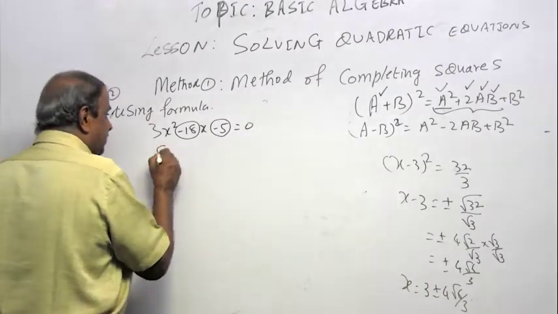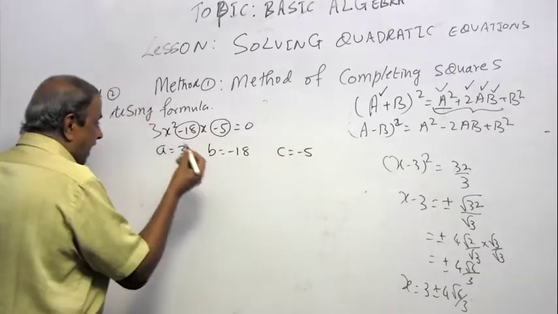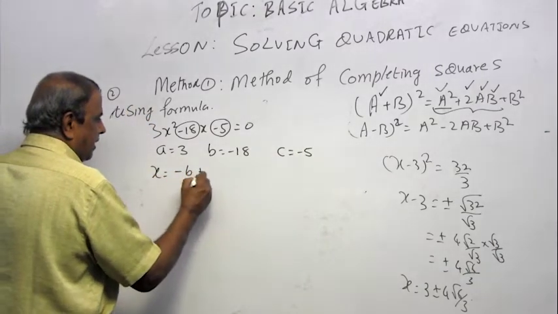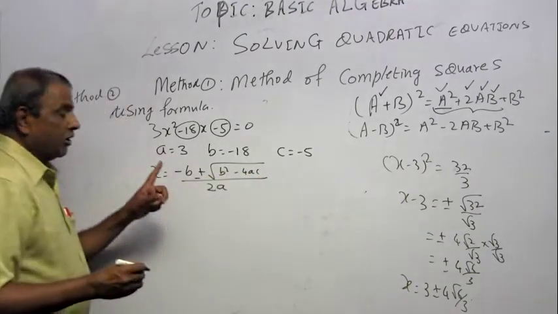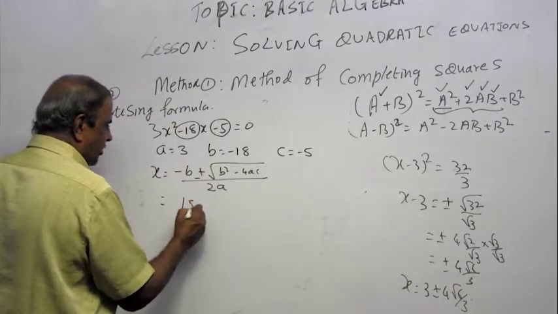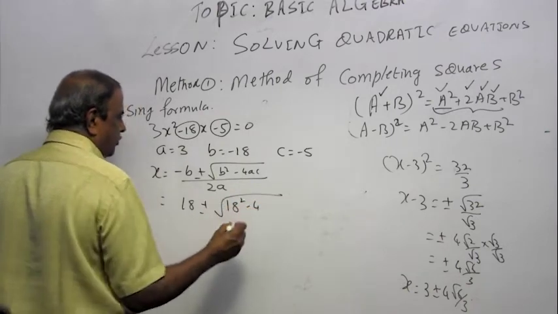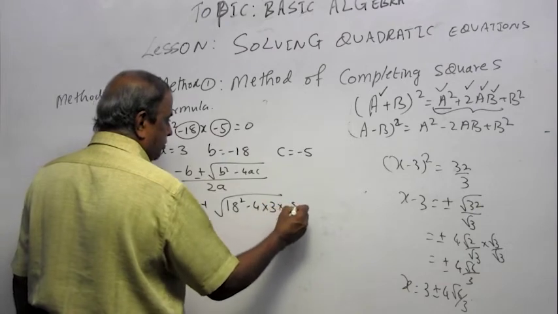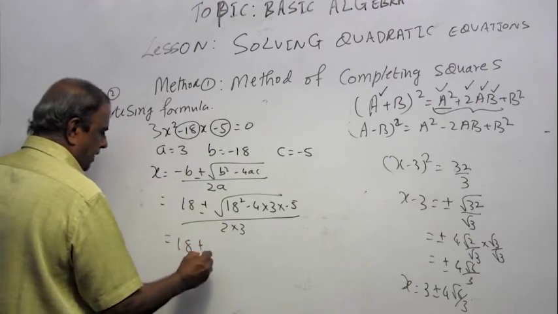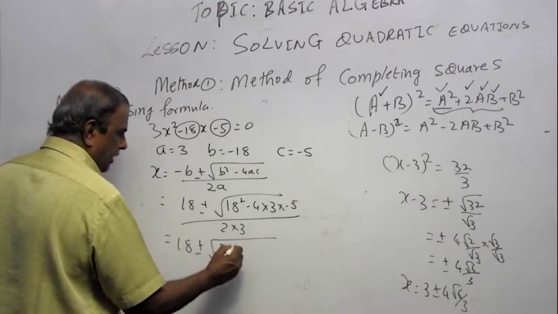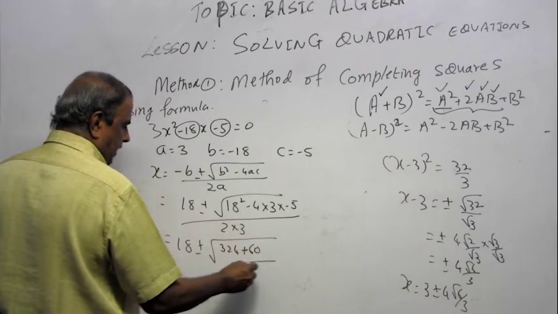Safer would be list a and b and c. Write the formula x equal to minus b plus minus root b squared minus 4ac over 2a. This way you won't forget. So it is 18. You don't have to write minus 18 plus minus root of 18 squared minus 4 times 3 times minus 5 over 2 times 3. So it is 18 plus minus square root of 18 squared is 324 plus 5 3s are 15, 4s are 60, divided by 6.